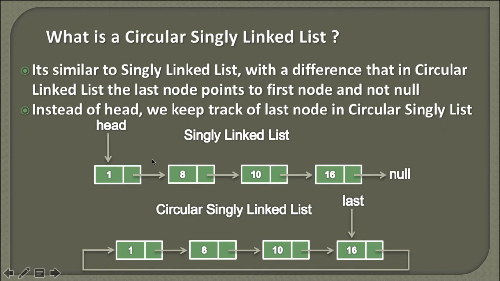We also discussed that we use head node to keep the track of singly linked list, but in circular singly linked list we usually keep the track of the last node. So friends, in my previous tutorial we discussed about the circular singly linked list representation. So in this tutorial we will discuss how we can implement a circular singly linked list in Java. So let's go to Eclipse and see the working code.